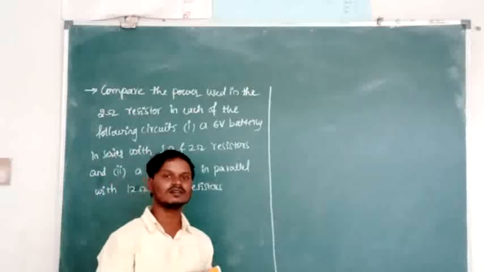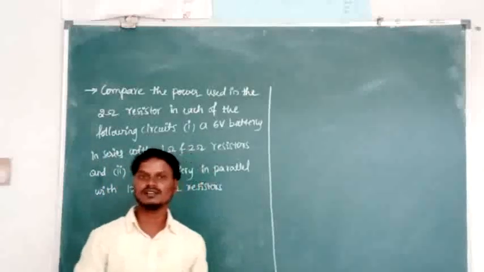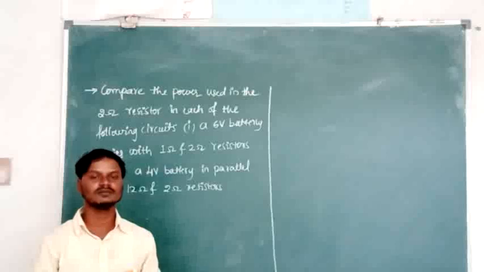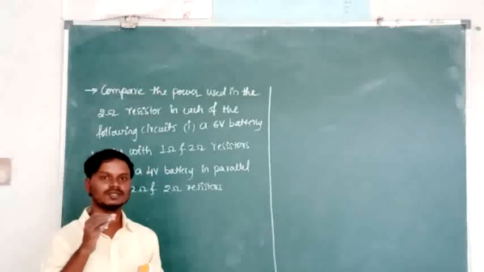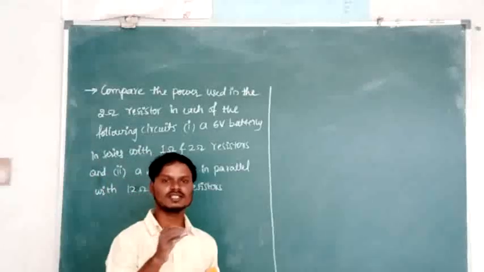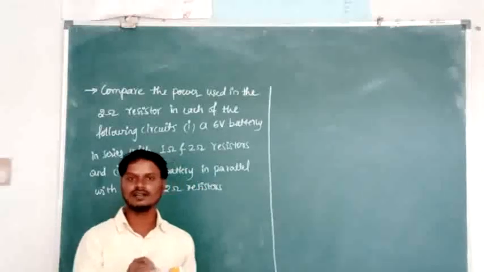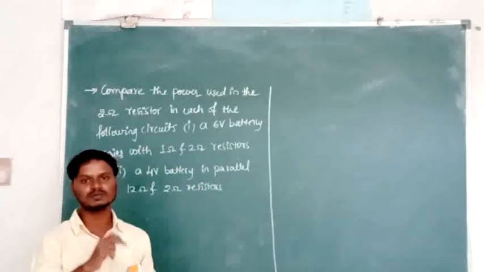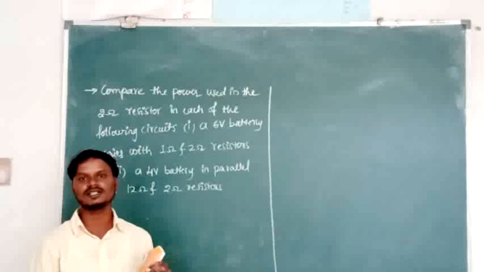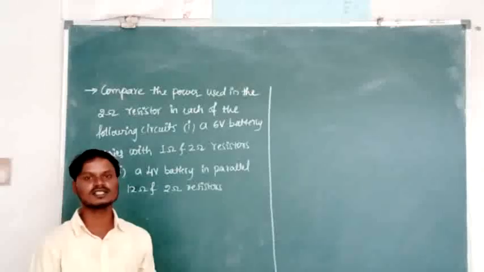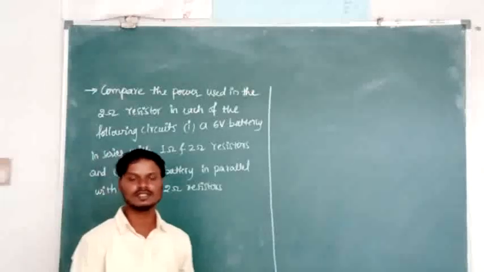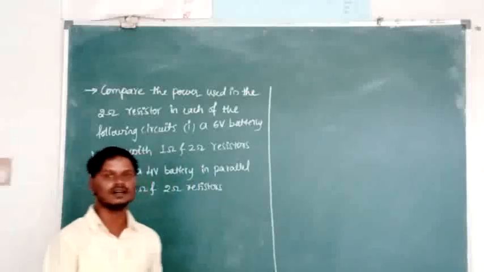But in parallel combination, what is same? In parallel combination, voltage is same. So that is why we are going to use the formula to find the power, that is P equal to V square by R. If current is same, which formula we have to use? P equal to I square into R. If voltage is same, which formula we have to use? Then P is equal to V square by R.